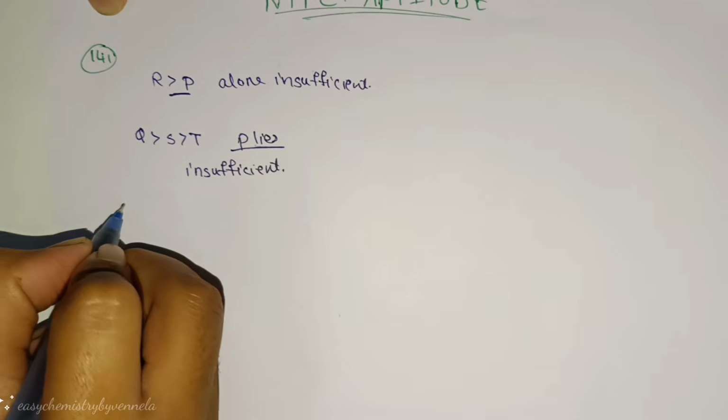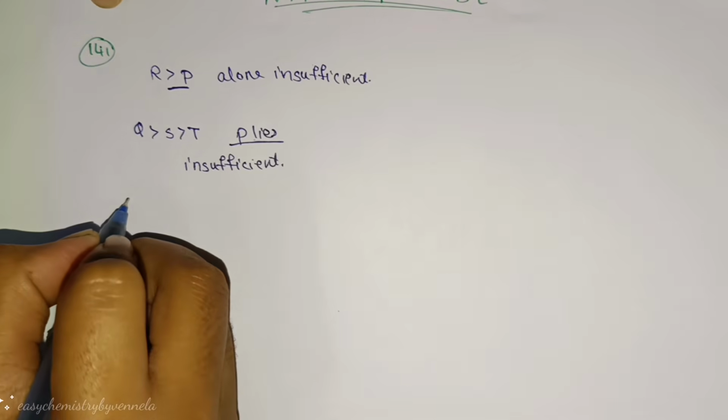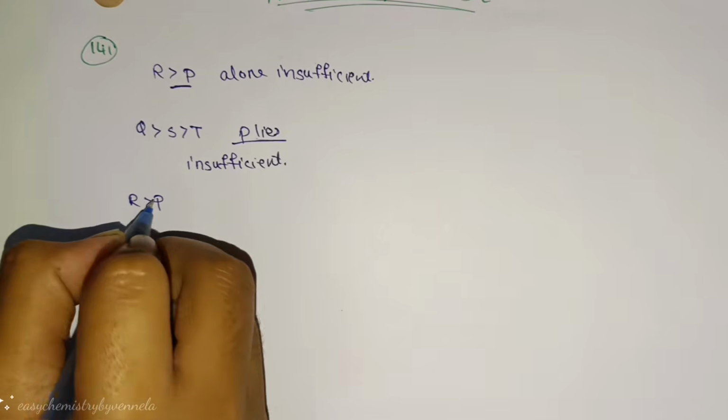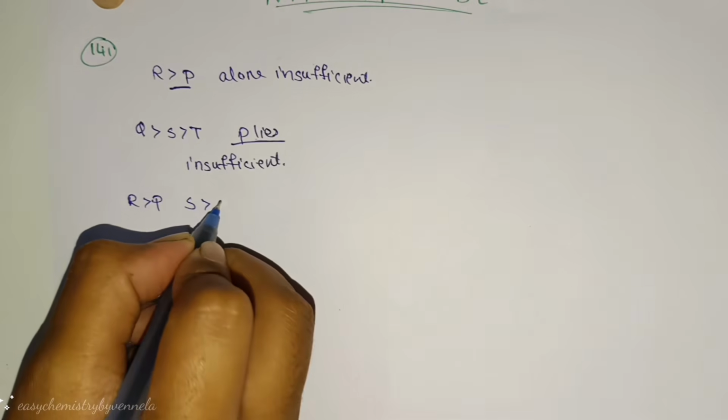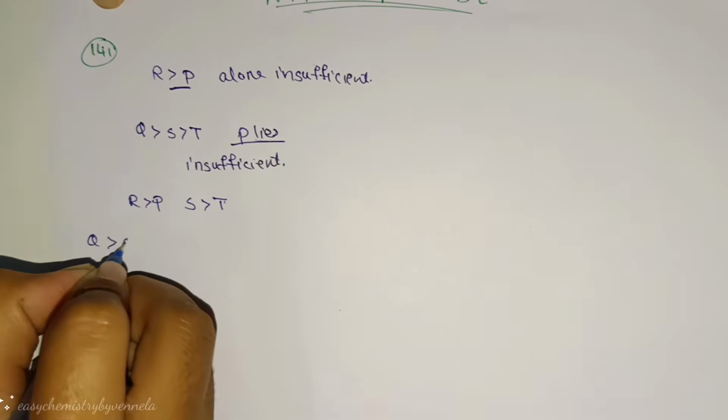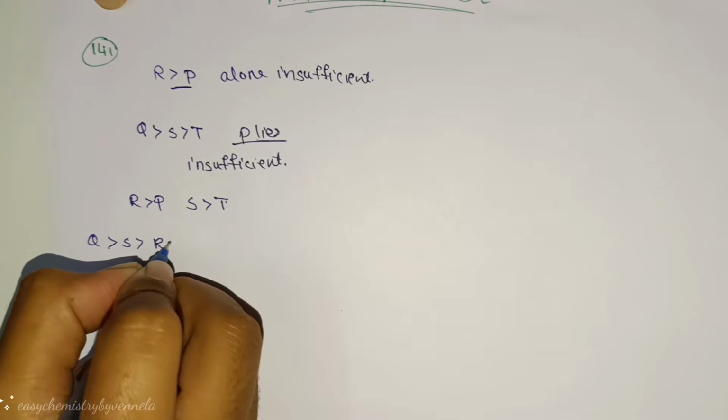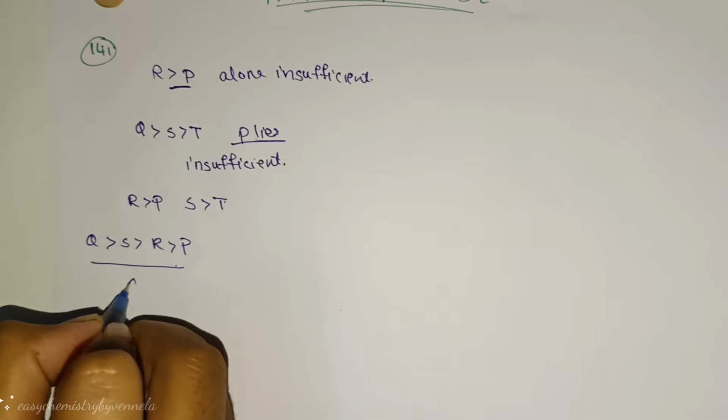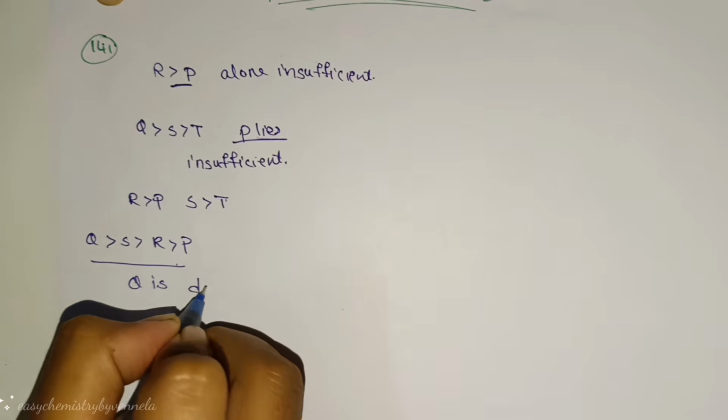You have to combine both statement 1 and statement 2. R is greater than P. S is greater than T. This is the order. So Q is definitely the heaviest.